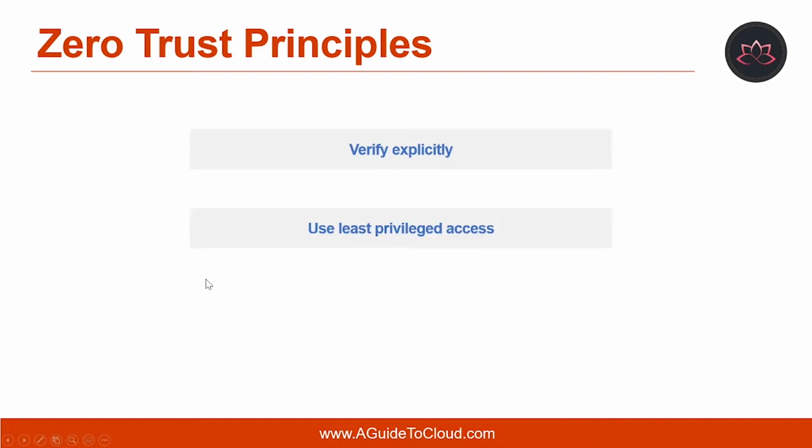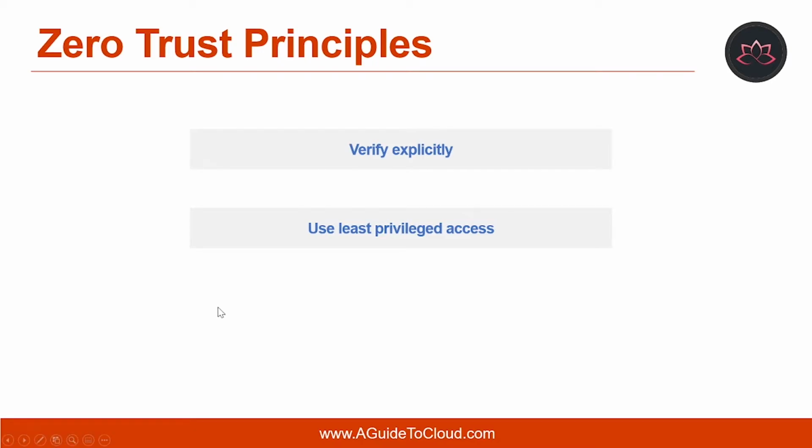The second principle is use least privileged access all the time. Limit user access with just-in-time and just-enough access, which is sometimes known as JIT or JEA, risk-based adaptive policies, and data protection to help secure both data and productivity.